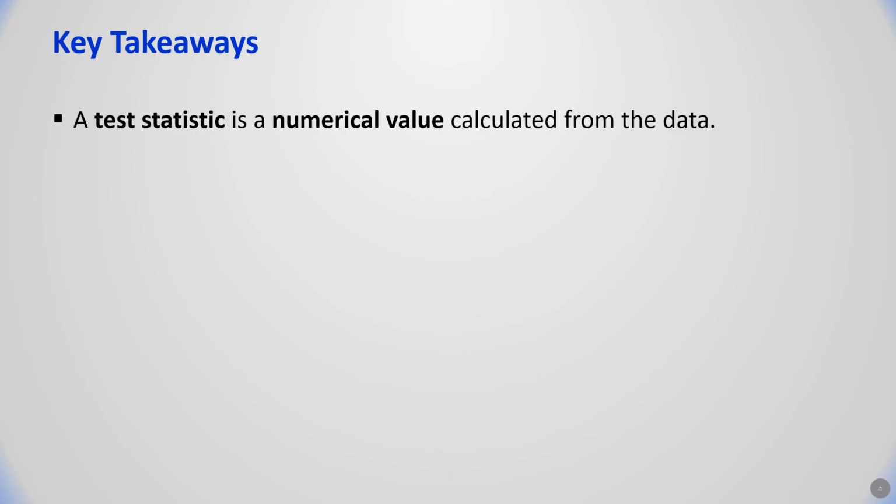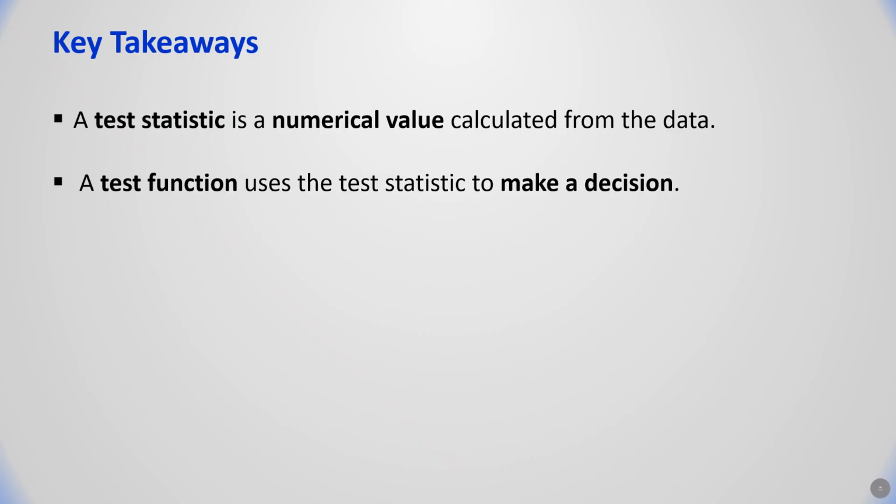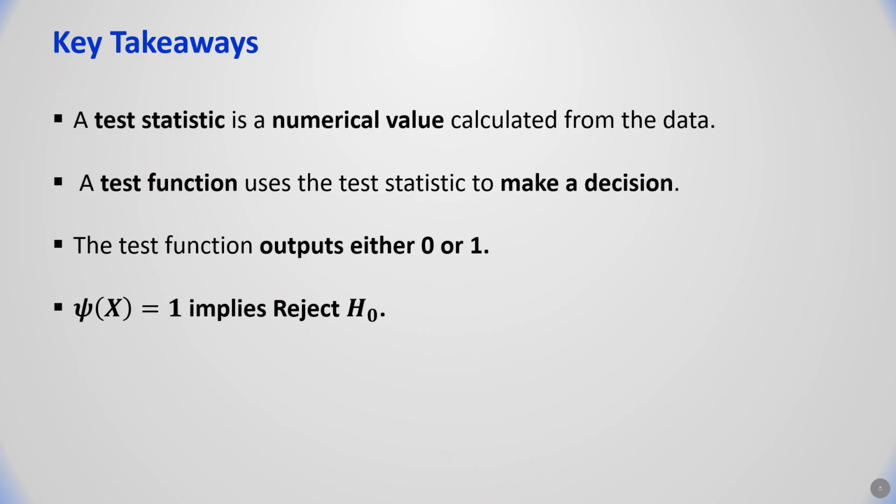To summarize, a test statistic is a numerical value calculated from the sample data. A test function uses the test statistic to make a decision about the null hypothesis. The test function outputs either 0 or 1. When psi of x equals 1, we reject the null hypothesis. When psi of x equals 0, we fail to reject the null hypothesis.